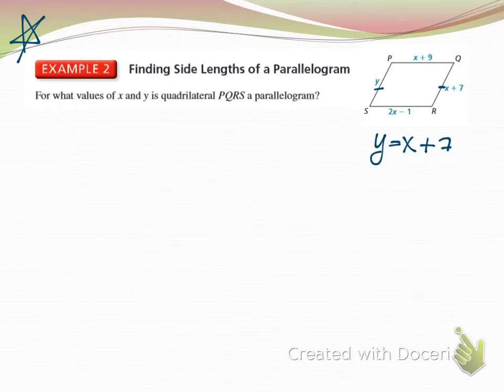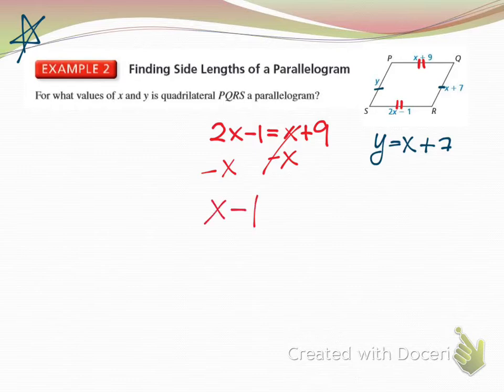Does this help me solve for anything? No. So what I would want to do is look at the other two sides, which are 2x minus 1 and x plus 9. If I set up an equation where they are equal, because they should be equal, will I be able to find one of my variables? Yes. So we're going to do that first. Subtract x on both sides. 2x minus x is x minus 1 equals 9. Add 1 and x equals 10.